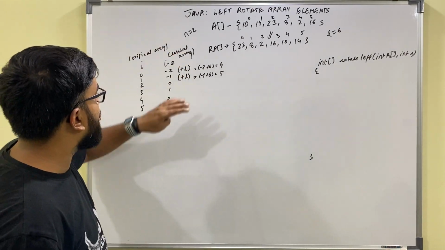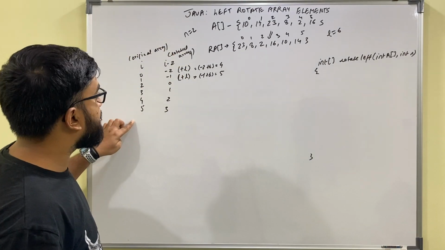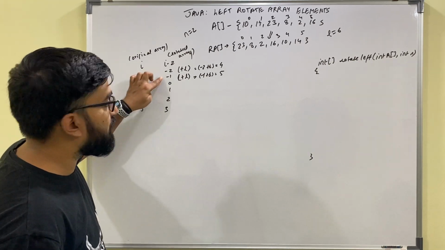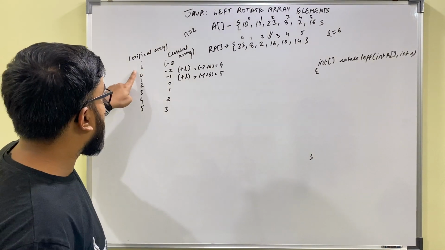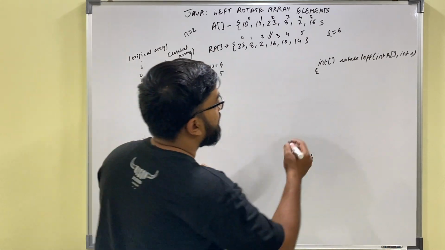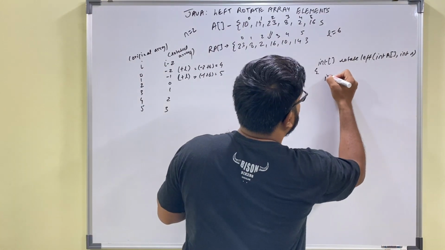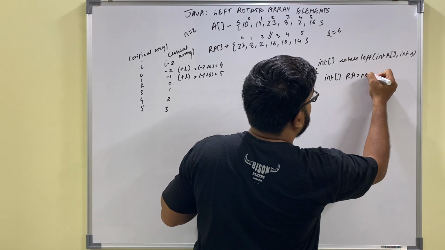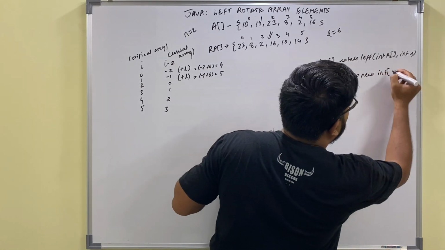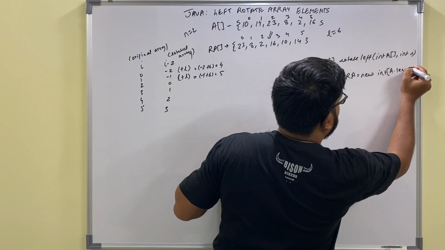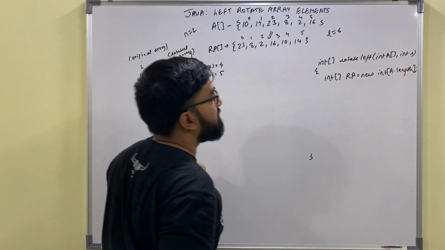And this is the idea we use. We know the indices of the values in the original array, and we know where these values go into the rotated array. So I iterate this array from left to right, and before that I need to create this rotated array, new int[A.length], which has to be of the same size.